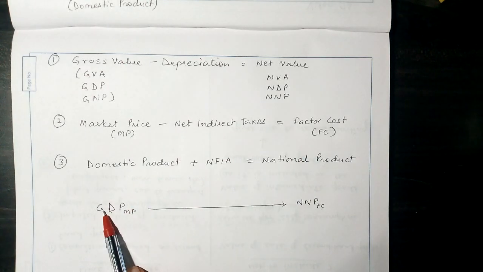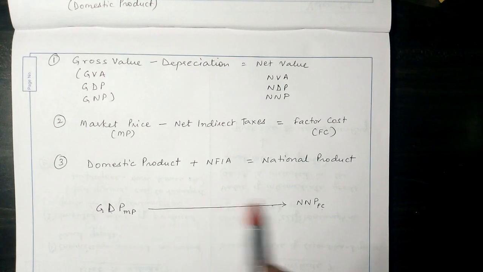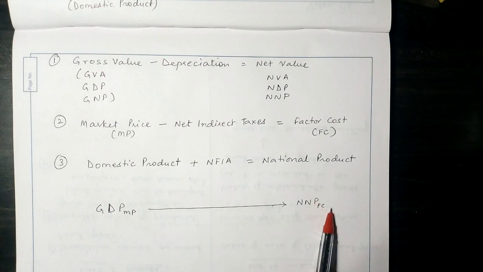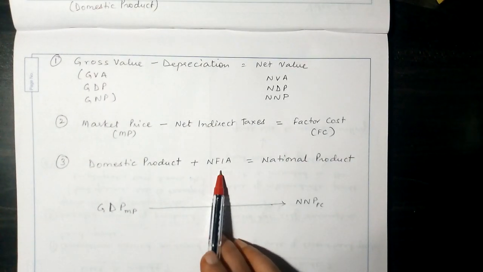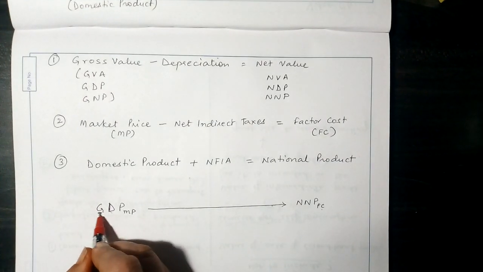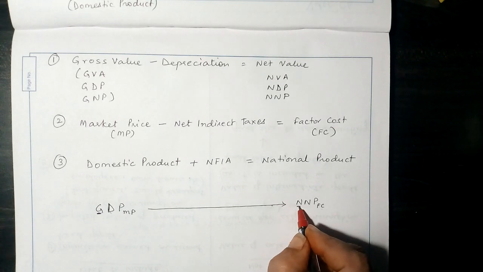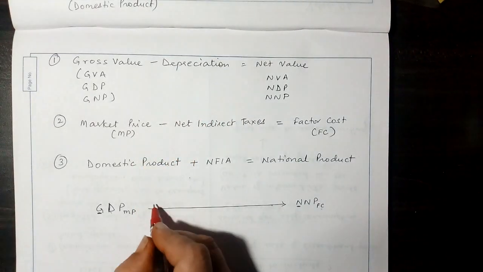Now if you want to convert GDP-MP, the gross value at market price, to net national product at factor cost, then we will use these three steps. The gross value needs to be converted into net value. So what we do? We subtract depreciation.